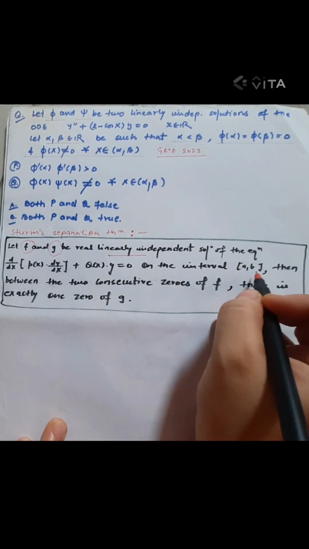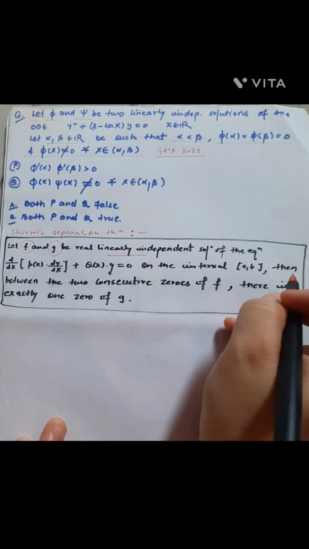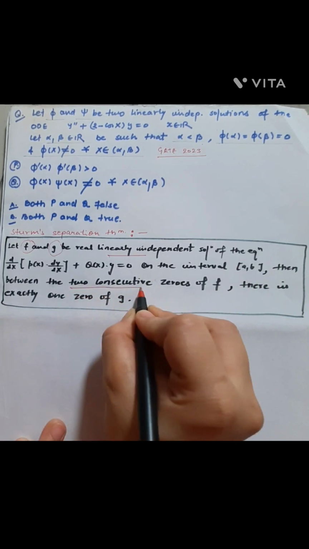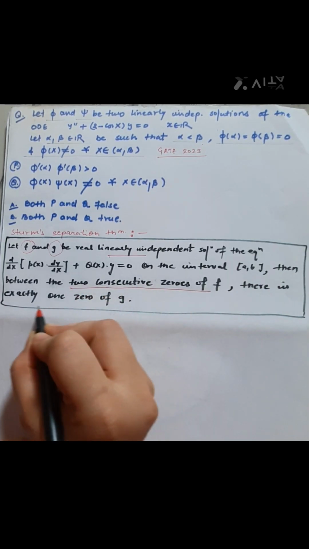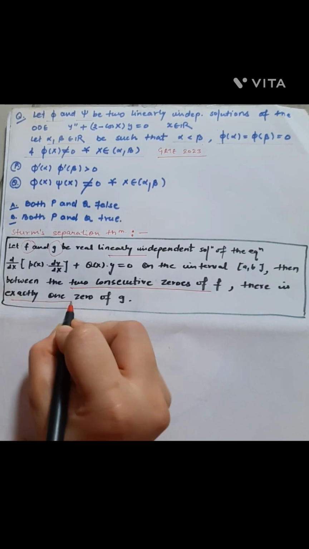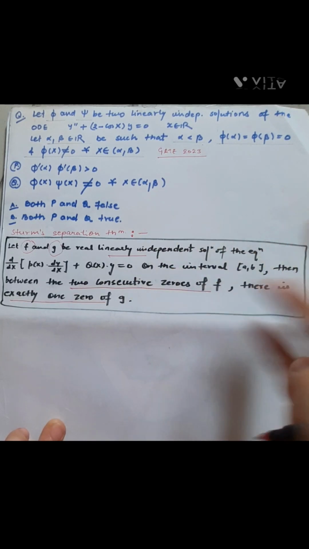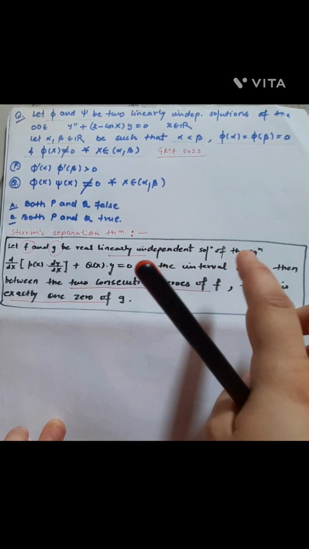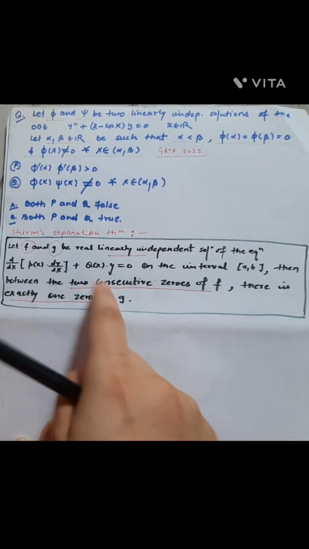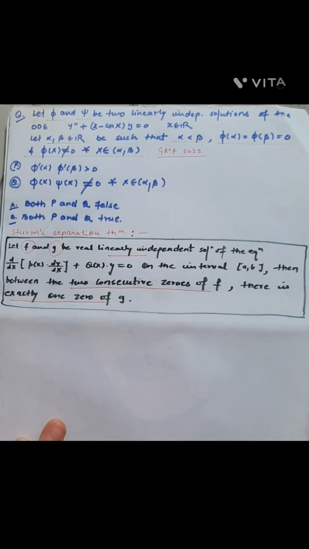In any closed interval, between two consecutive zeros of f there lies exactly one zero of g. It means between two consecutive roots of this there lies exactly one root of this. Okay, so now come to the question.